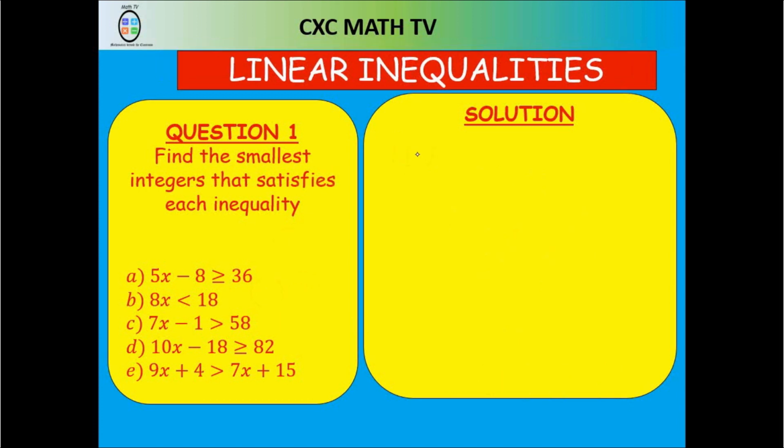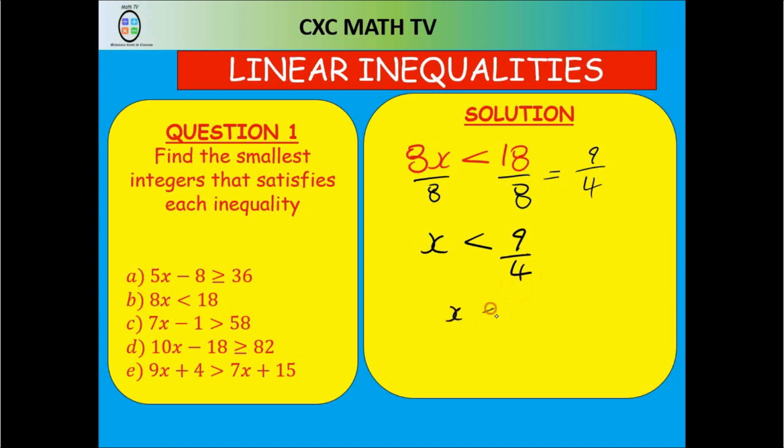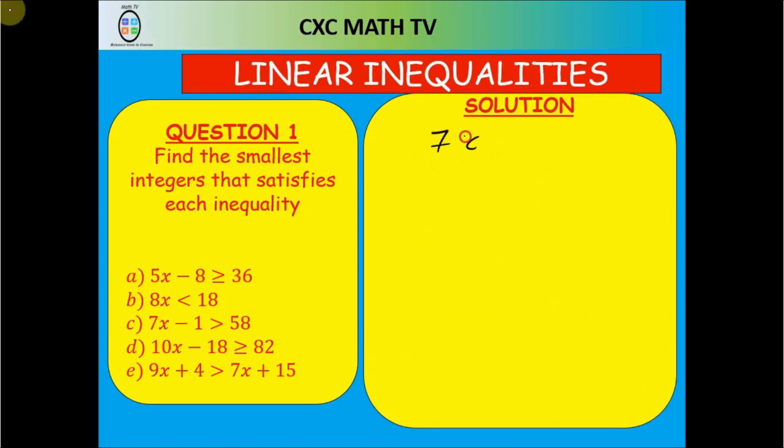Part B is 8x is less than 18. The first thing we do is divide through by 8, and we get x is less than 18 over 8. Dividing numerator and denominator by 2, x is less than 9 over 4, or some might say x is less than 2.25. Easy. Third one, we have 7x minus 1 is greater than 58.